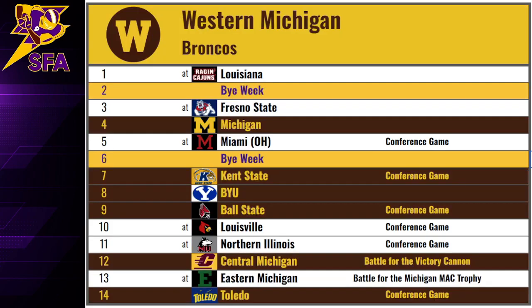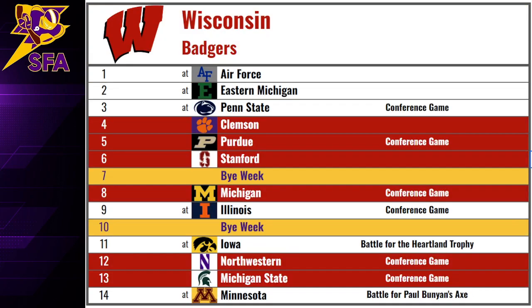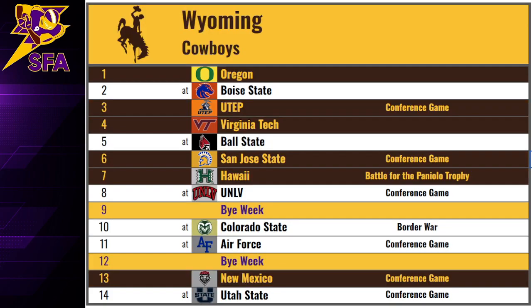Now I got Western Michigan and Coach Mills, Louisville, Fresno State, Michigan, and BYU. I love how Mango's complaining about the schedule when he has Western Michigan on it. They got Wisconsin. So we got Air Force, Eastern Michigan, Clemson, and Stanford. And then Wyoming. So Wyoming is going to have Oregon, Boise State, Virginia Tech, and Ball State.